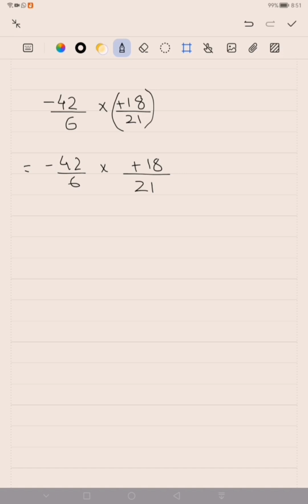If you look at 42 and 21, they both come in the table of 21. Now here mostly students get confused that we do not know the table of 21. Then you can use a smaller common factor. For example, we can use a table of 3. 3 times 7 is 21 and 3 times 14 is 42.